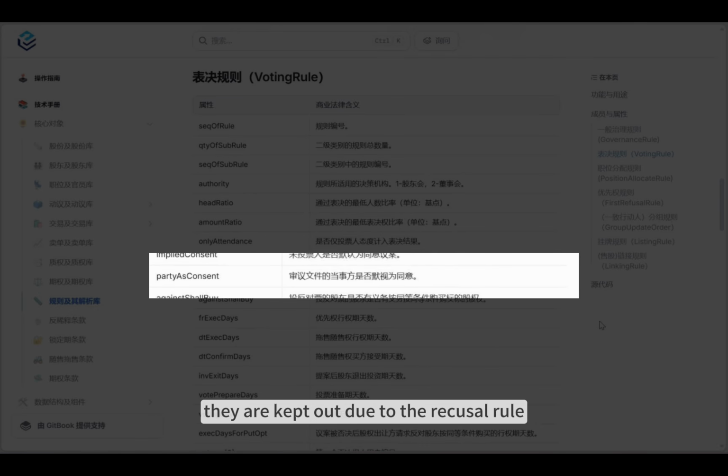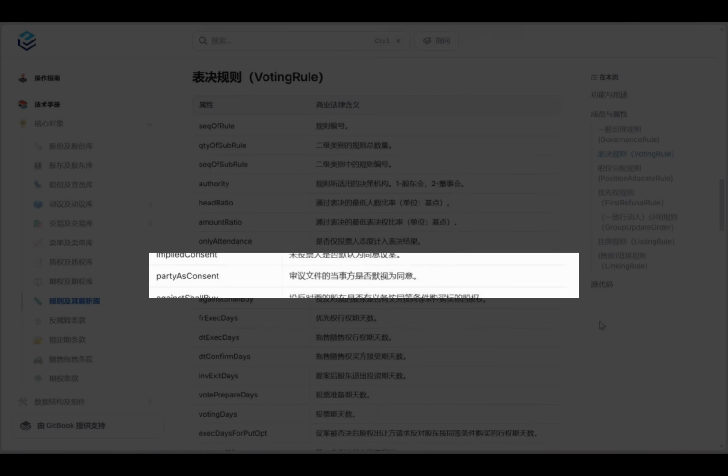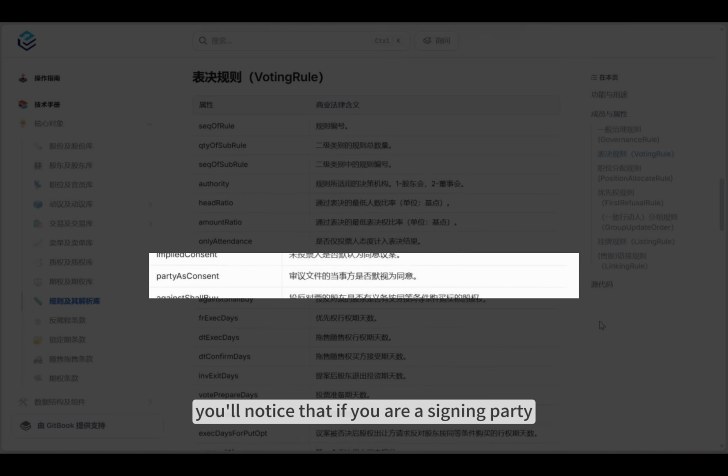They are kept out due to the recusal rule, and only non-signatory non-interested right holders are counted. They are also excluded from the numerator. This attribute is quite special, so it's important to understand it clearly. First, the system defaults to preventing relevant parties from voting on any matter in which they have a direct interest. In practice, you'll notice that if you are a signing party, the voting button will not be available to you. Second, if you want these recused right holders to be treated as consenting, choose true. If you don't want them counted at all, choose false.